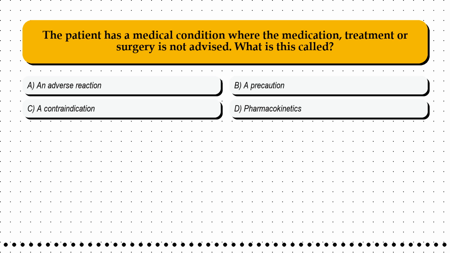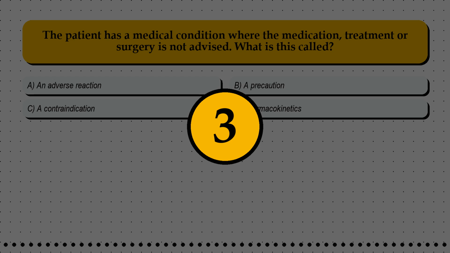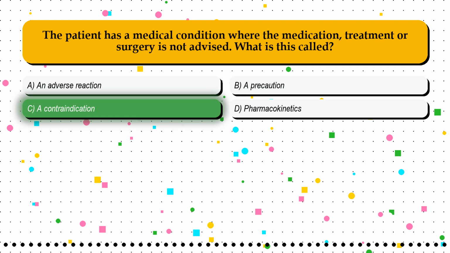Question 347. The patient has a medical condition where the medication, treatment, or surgery is not advised. What is this called? Option A, an adverse reaction. Option B, a precaution. Option C, a contraindication. Option D, pharmacokinetics. The correct answer is option C, a contraindication.